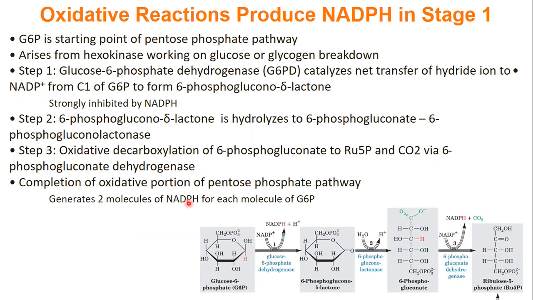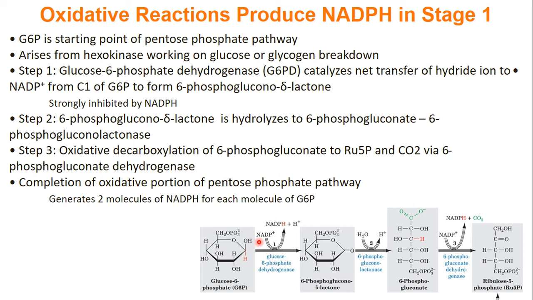All right. So our first stage is oxidative reactions producing NADPH. So glucose 6-phosphate is your starting point of the pentose phosphate pathway. And this happens from hexokinase working on glucose or glycogen breakdown. So you'll make G6P from either glucose or glycogen. So step 1, you take your glucose 6-phosphate, and your enzyme is glucose 6-phosphate dehydrogenase. Nicely named, tells us what it's doing.